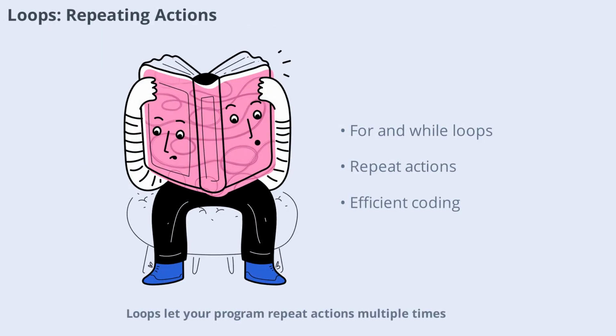Loops let your program repeat actions multiple times without writing the same code over and over. There are two main types: for loops and while loops. For example, you can use a loop to print numbers from 1 to 10 or to process each item in a list. Loops are powerful tools for handling repetitive tasks efficiently. In this scene, we'll introduce both types of loops and show you how to use them in your program.